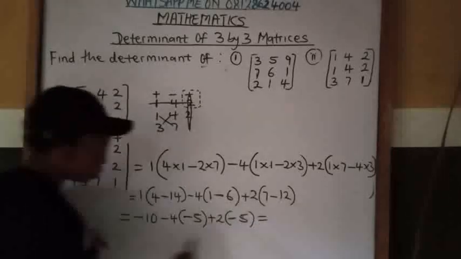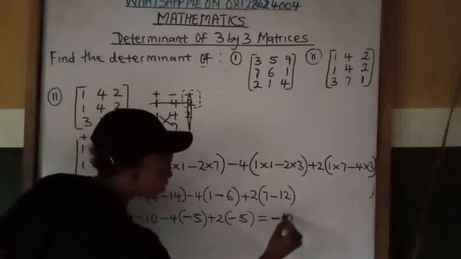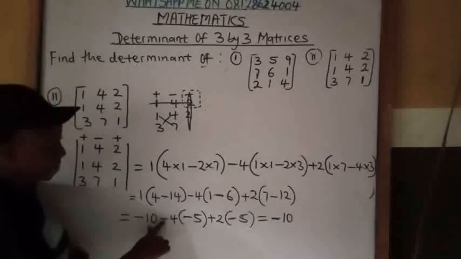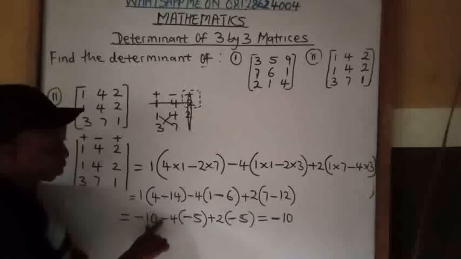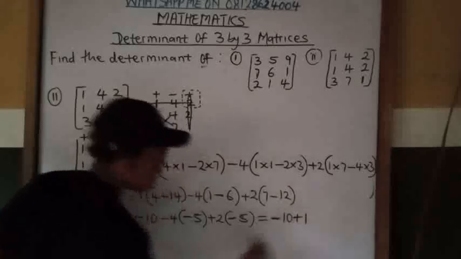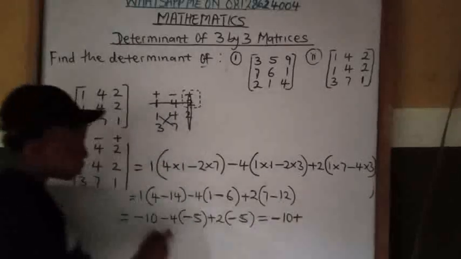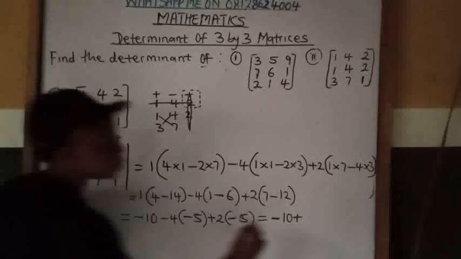So equal to minus 10, then minus 4 multiplied by minus 5. Minus times minus will give you plus. 4 times 5 will give you 20.